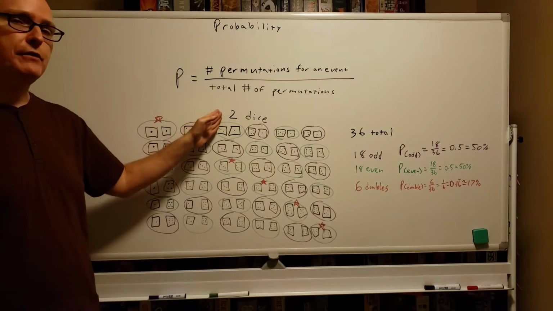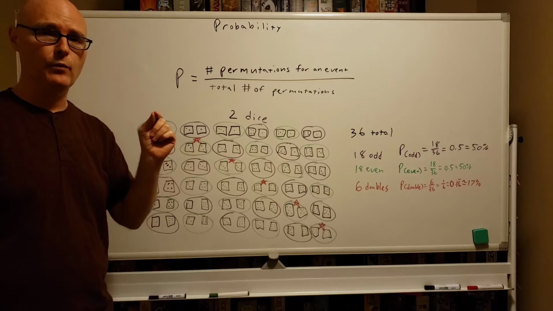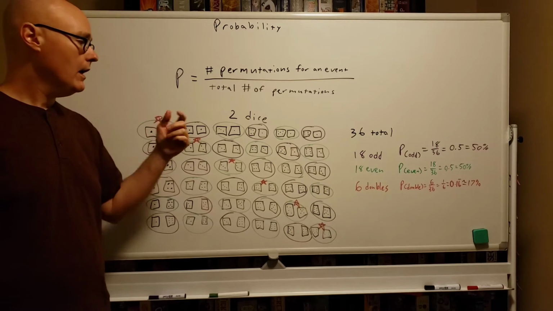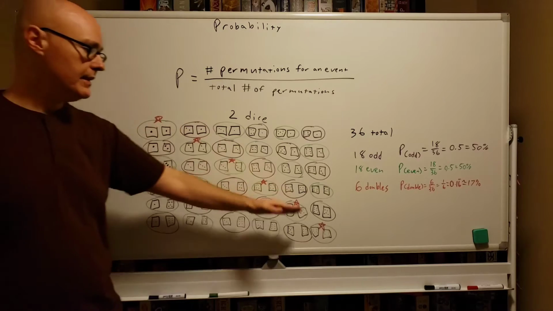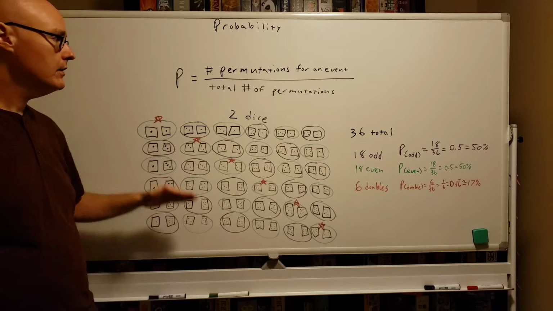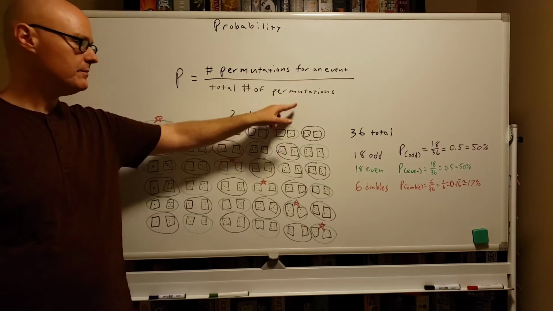So an example here, I have two dice. A single die has the numbers 1 through 6. If I have two of them, I will have 36 different combinations if the order is important. The order is important in the permutation calculation.